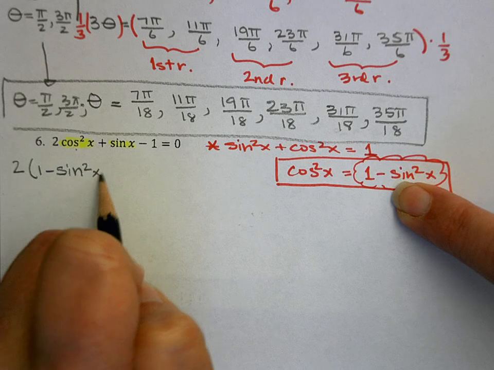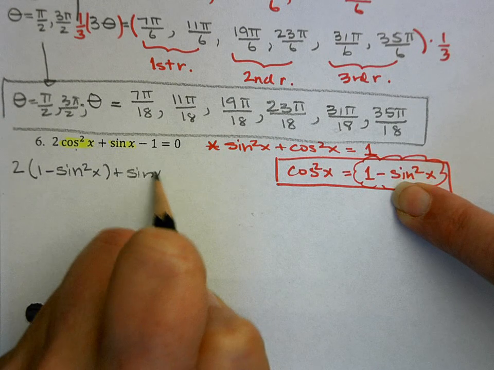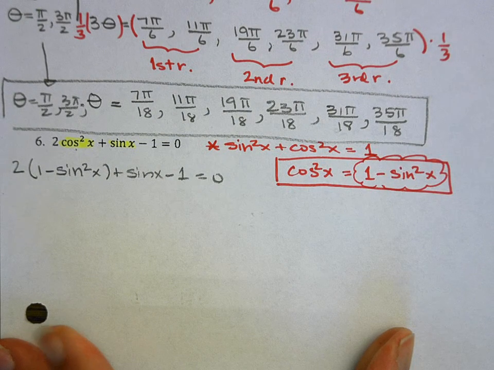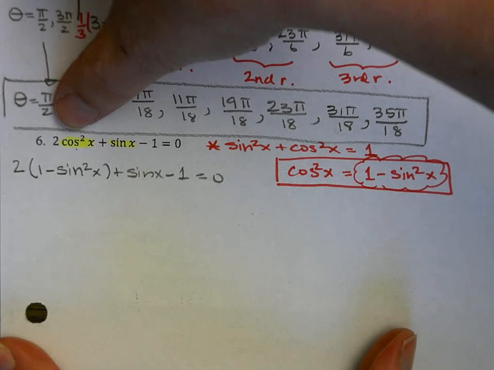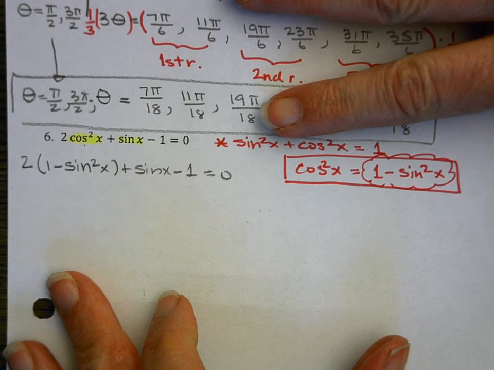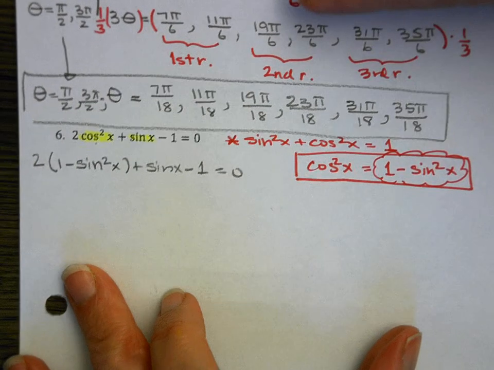And then plus sine x minus 1 is still in the equation. So again, all I've done is replace cosine squared with 1 minus sine squared using the Pythagorean identity. So now I want to simplify this and put it into the same form as I had for number 5, so into your normal trinomial quadratic.